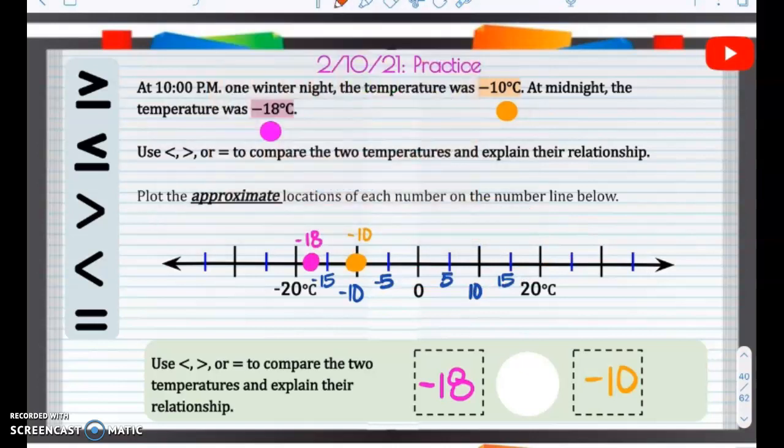So we are going to have the smaller part point to the negative 18, as the bigger mouth is going to eat that negative 10, because I'd rather it be negative 10 degrees than negative 18 degrees. That's way too cold. Even negative 10 degrees is way too cold, but I'd rather that than more degrees below 0. So that's going to be it for our practice. Great job.